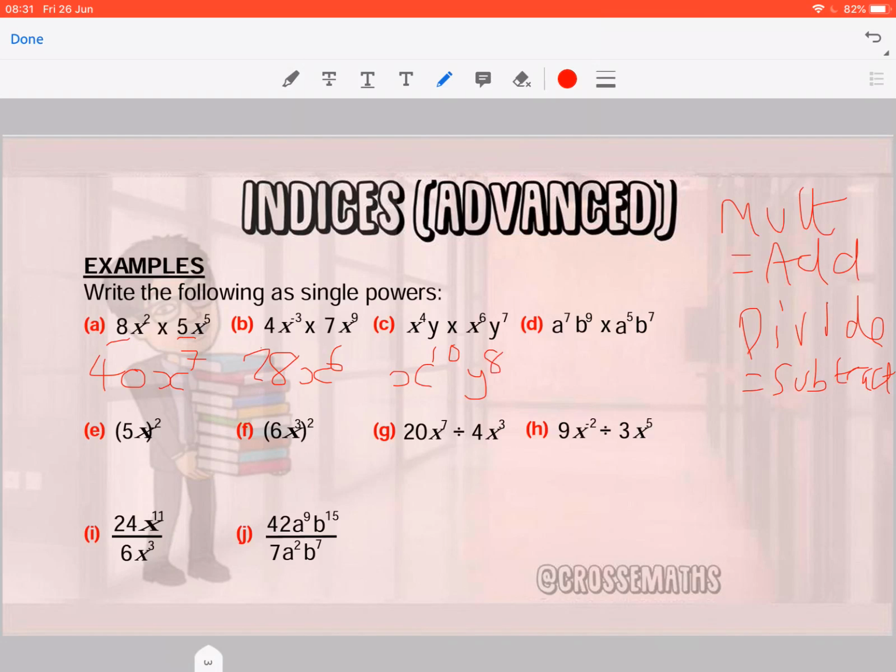Same thing on D. Make sure you deal with the specific letters individually. a^7 times a^5 is a to the power of 12. b^9 and b^7 is b to the power of 16.